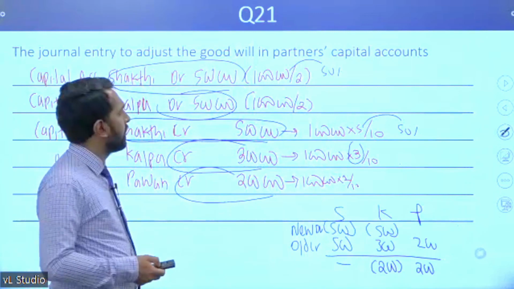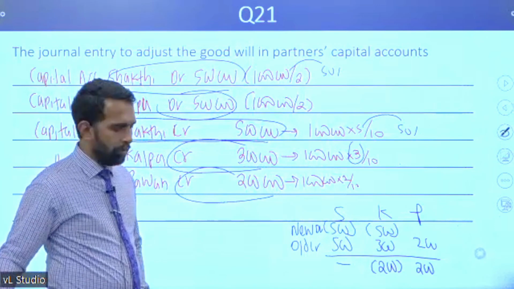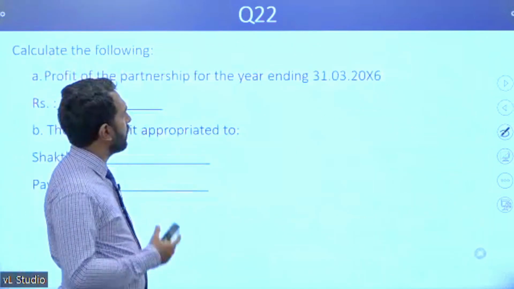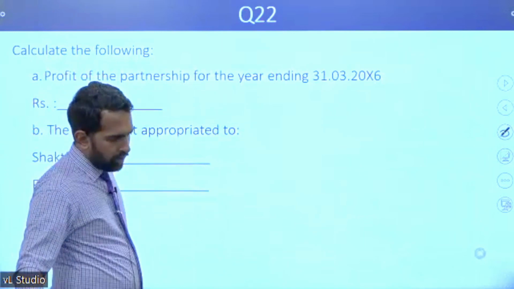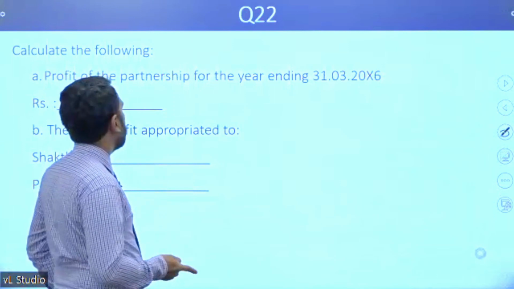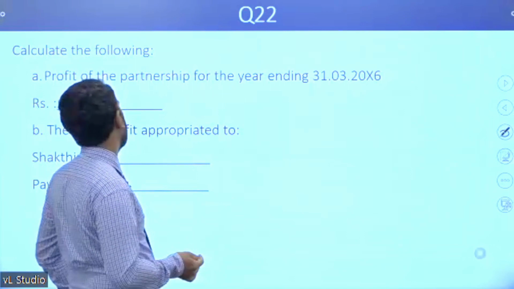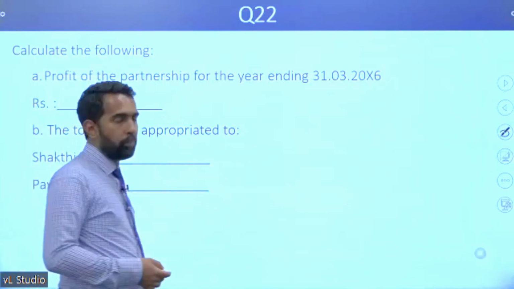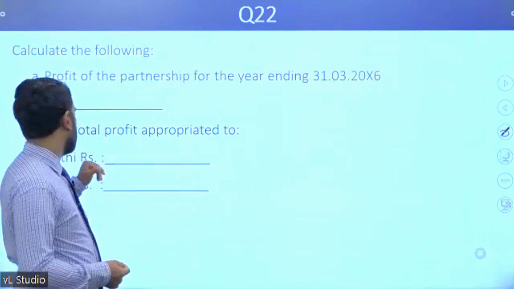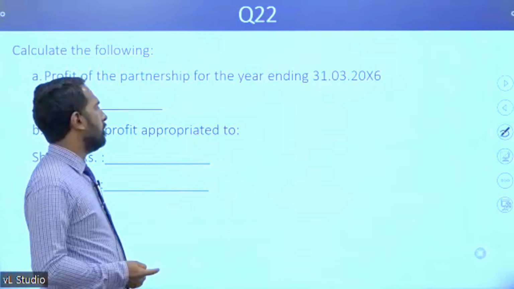Right? හරි. මේ අපි ඉන්නේ දැන් revision pack number 4 එකේ question number 21. හරිද? Right. අපි යනවා question number 22 එකට. Based on the information given, you are supposed to calculate the following. Profit of the partnership for the year ending 31st of March 2016. ඔයාලට calculate කරන්න කියනවා partnership එකේ profit එක. The total profit appropriated to Shakti and Pawan.